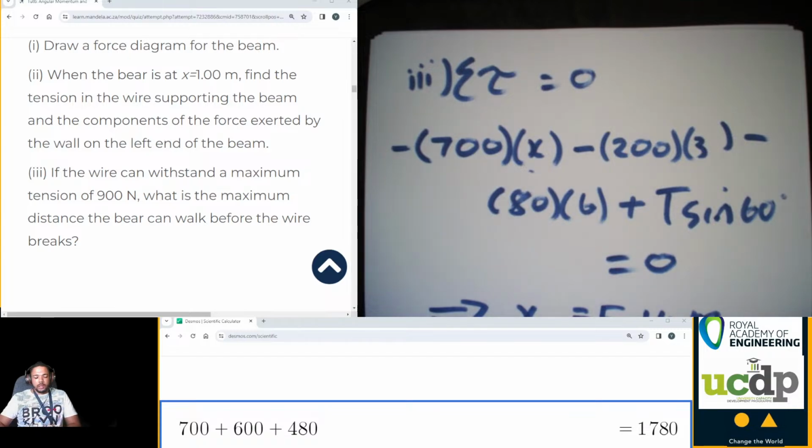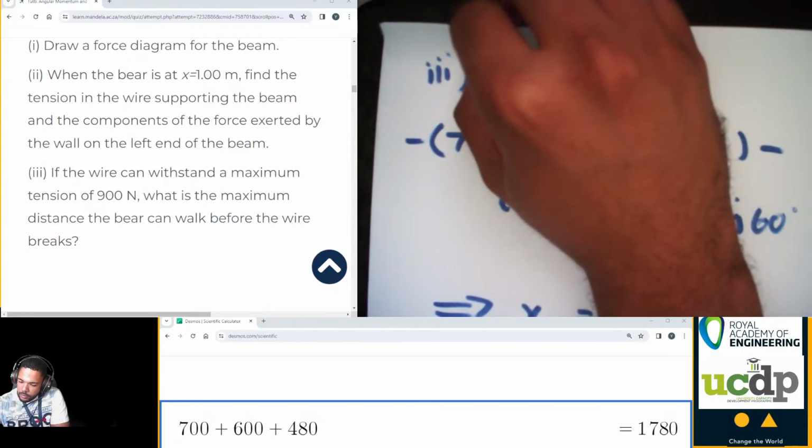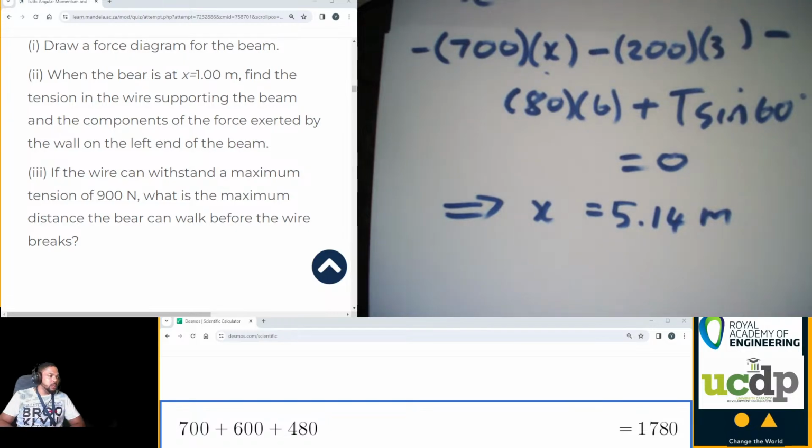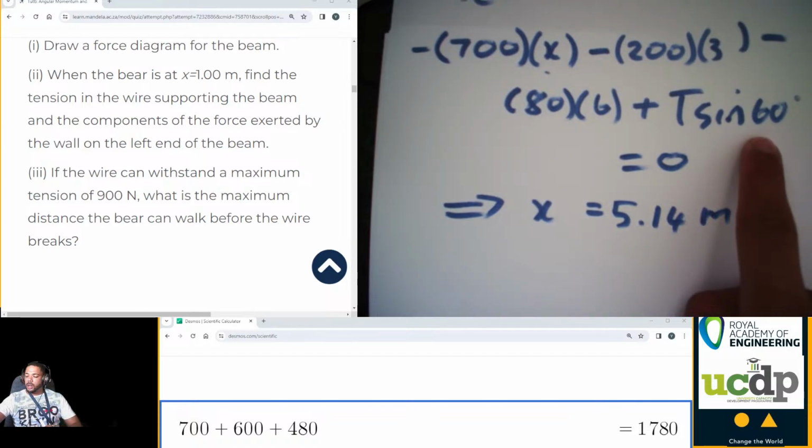Now that is the distance that this bear can walk before he breaks the beam or snaps the cord. This is the maximum distance that this bear can walk before the beam snaps, because at this exact distance, it is perfectly balanced. But if this bear goes over 5.14 meters, the beam will snap because the clockwise torque will be more than the counterclockwise torque. Meaning the upward force on the beam at the end, the T sine 60, will not be enough to hold the weight of that bear.